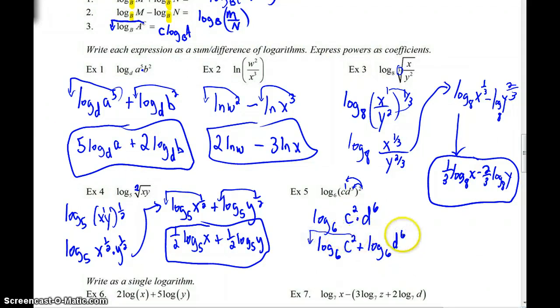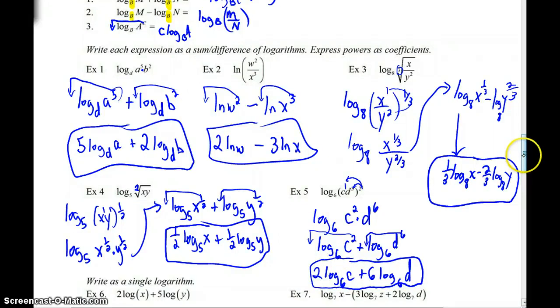Using that last property, property number 3, we could bring our exponents out in front as coefficients. And wow, look at that. That's as far as we can go.